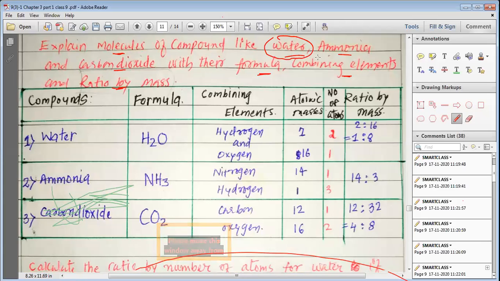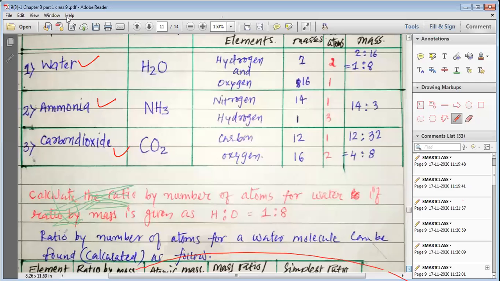This water, this ammonia, and this carbon dioxide are actually compounds. These compounds are made up of elements. So when elements combine together in a fixed ratio, they make molecules, and these molecules aggregate together to make a compound or matter. Here, my dear students, we have three compounds: water, ammonia, and carbon dioxide.